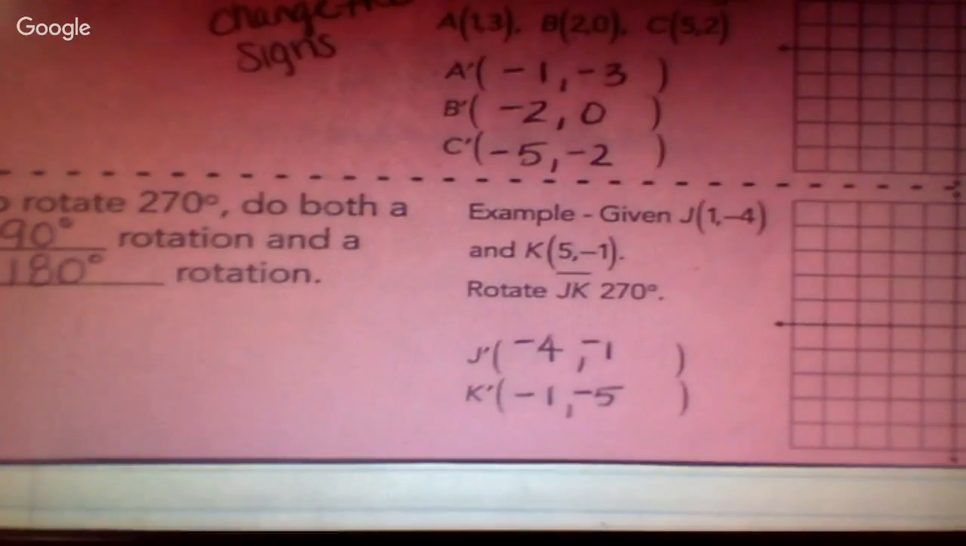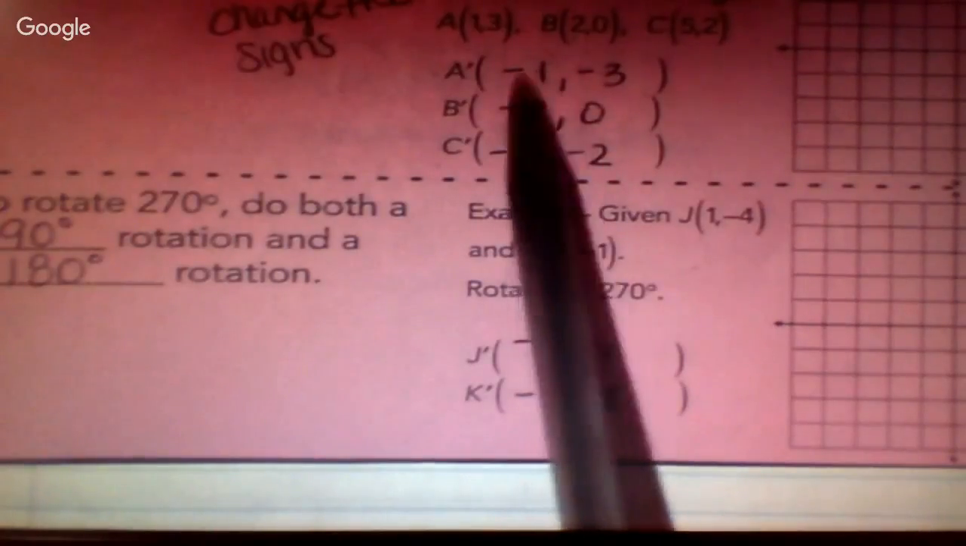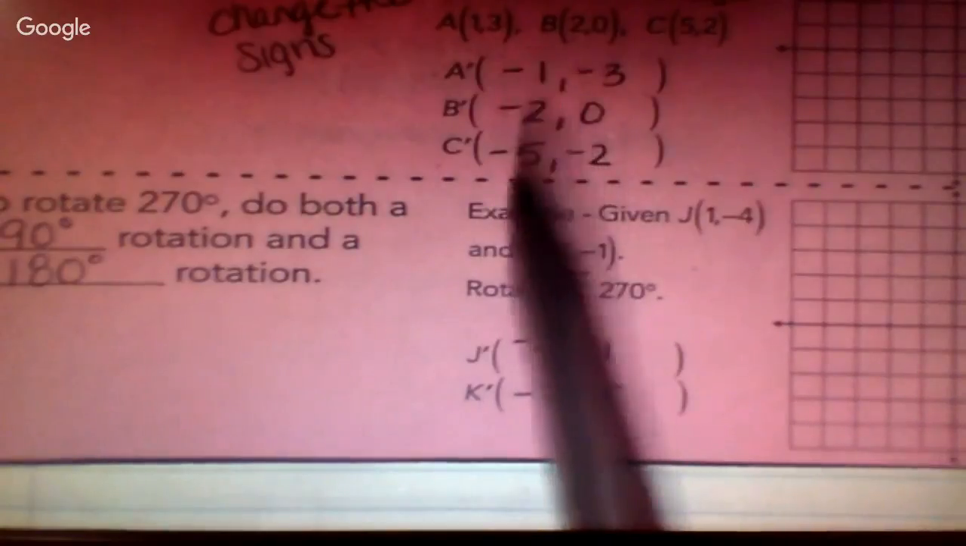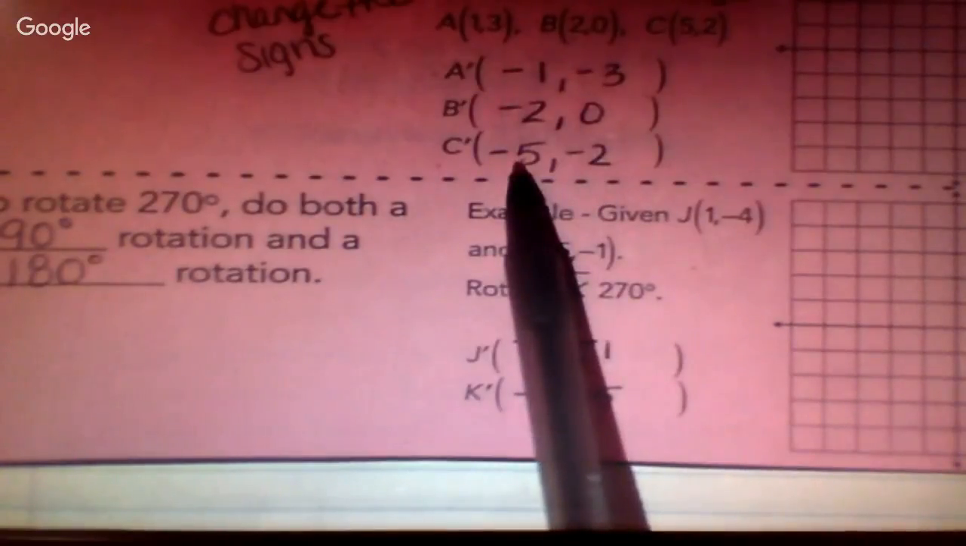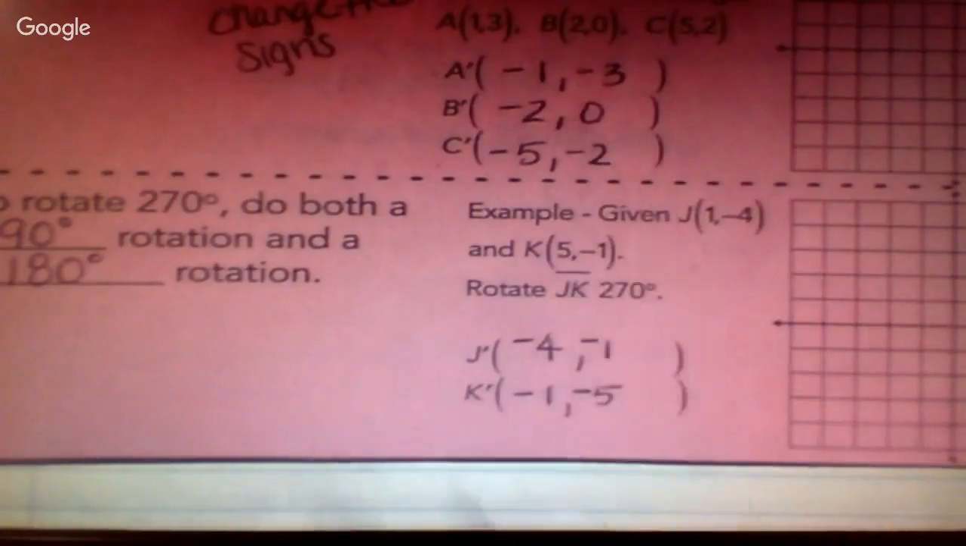Both of them negative. So, these numbers tell you left or right. Okay, so if they're negative, you're going left. These numbers tell you up or down. So the first number tells you left or right. The second number tells you up or down.